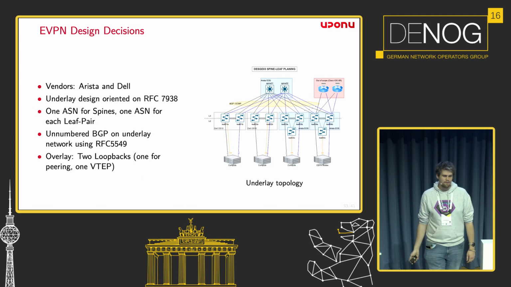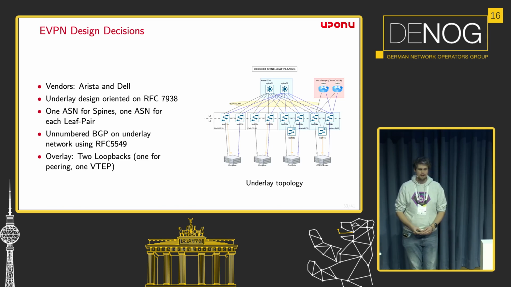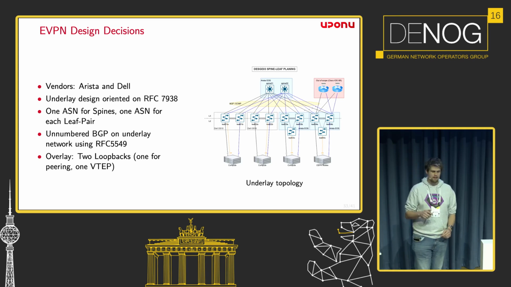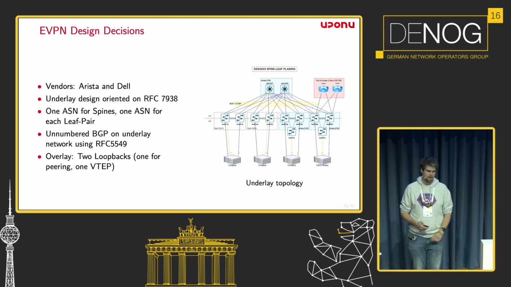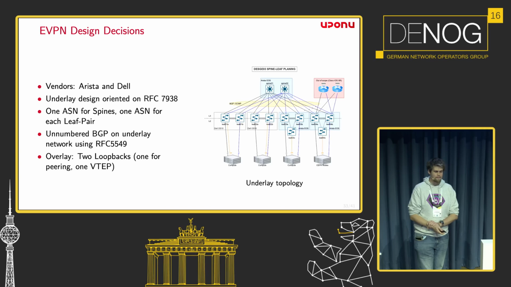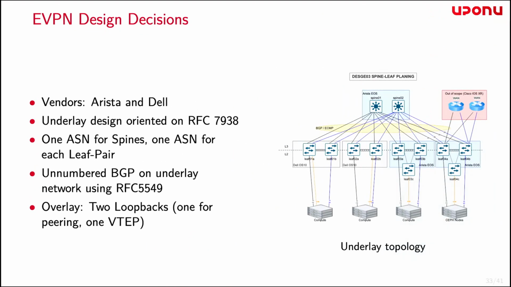Now, this is our final design of our data centers. Our vendors are Arista and Dell. We have a complete design like the BGP in the data center RFC. We use one autonomous system for the spine switches and one for each leaf pair. We're using BGP unnumbered, or BGP with IPv6 next hop. And for the overlay, we use two loopback interfaces, one for the EVPN peerings, or the EVPN BGP peering, and one as the actual VTEP interface.